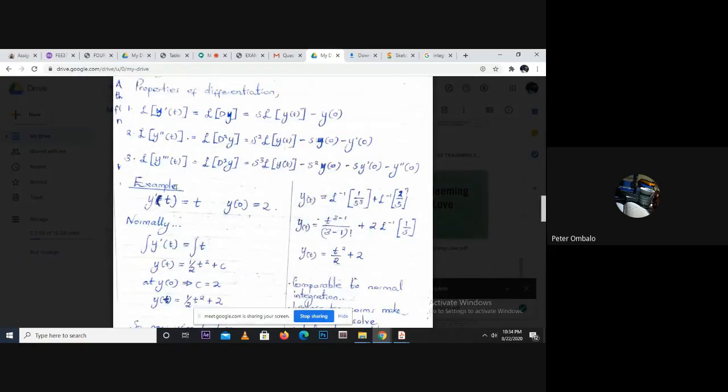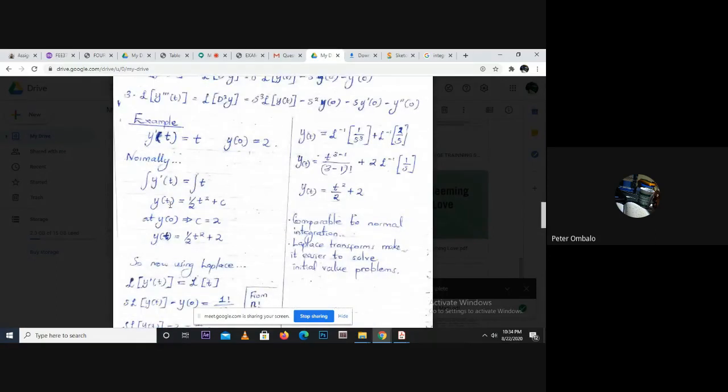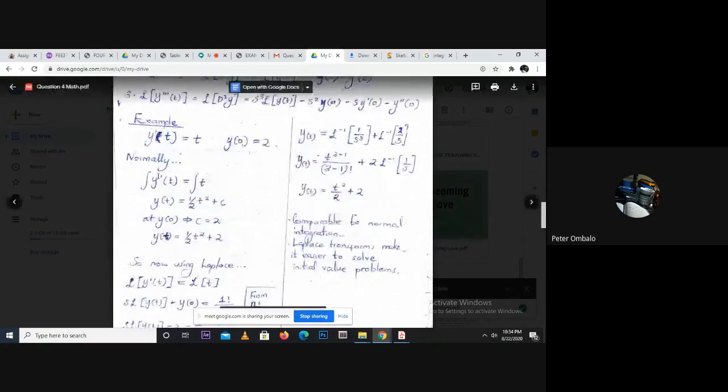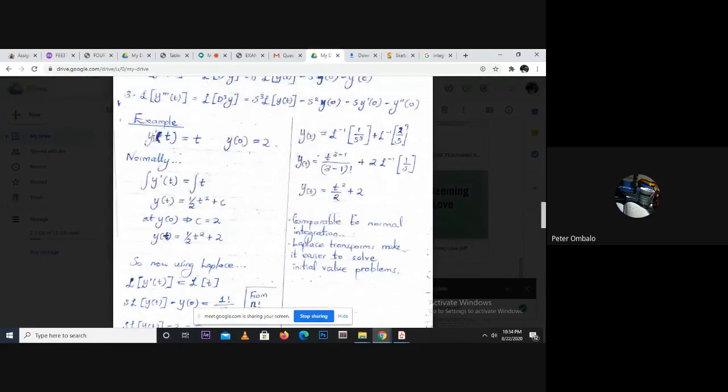So now, before we take on our question, I'd like to do an example here, building on what we already know, towards what our question says. You've been given the first derivative of a function of t. We've been told that it's equal to t, and we've been given an initial value of 2. So y at 0 is 2.